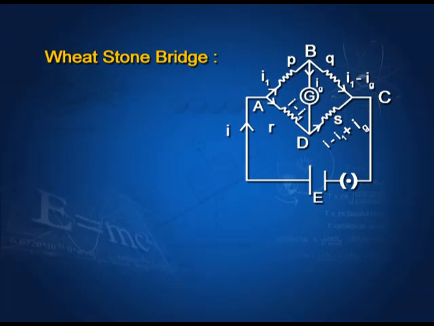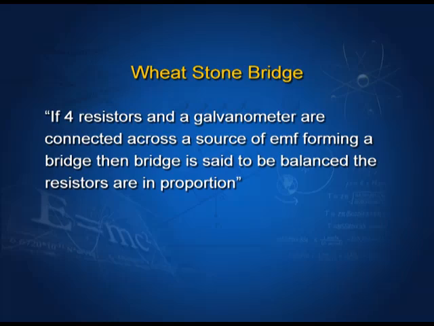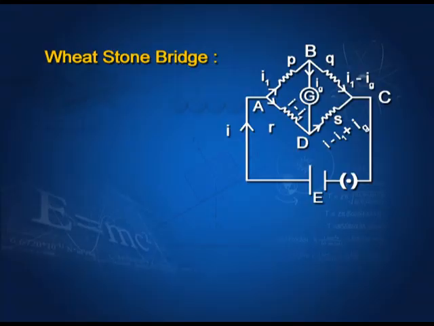Now, we will study the Wheatstone bridge. If 4 resistors and a galvanometer are connected across a source of EMF forming a bridge, then the bridge is said to be balanced if the resistors are in proportion. Let us study the balanced condition of the bridge. Circuit for Wheatstone bridge: let resistances P, Q, R and S be connected as shown in the diagram. A galvanometer G is connected across BD. A cell of EMF E is connected across AC. So, the current distribution is forming a bridge.